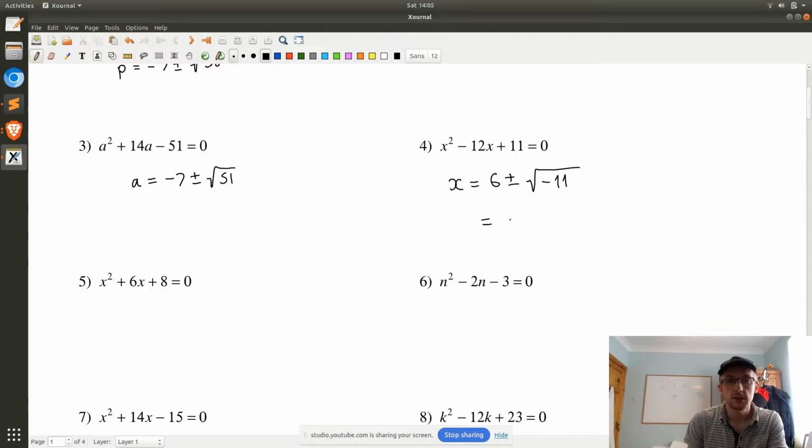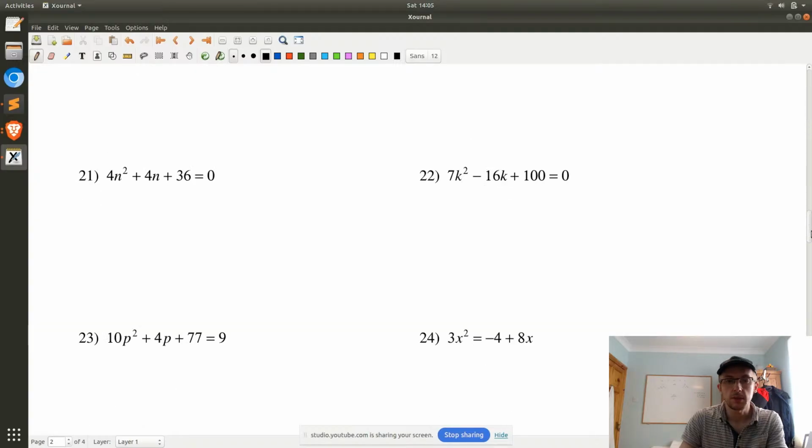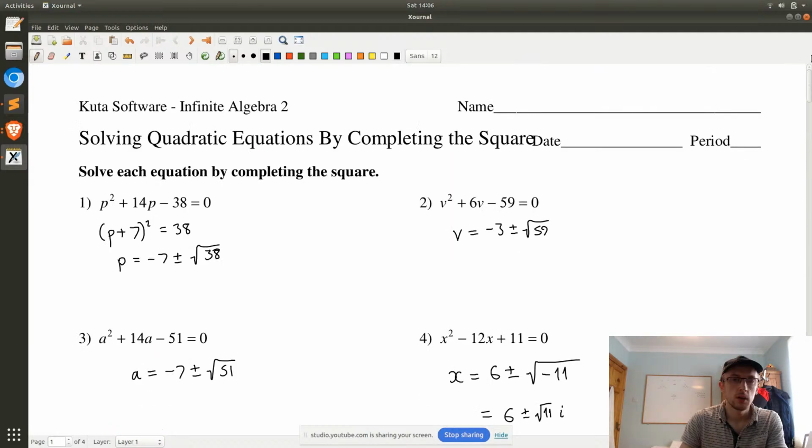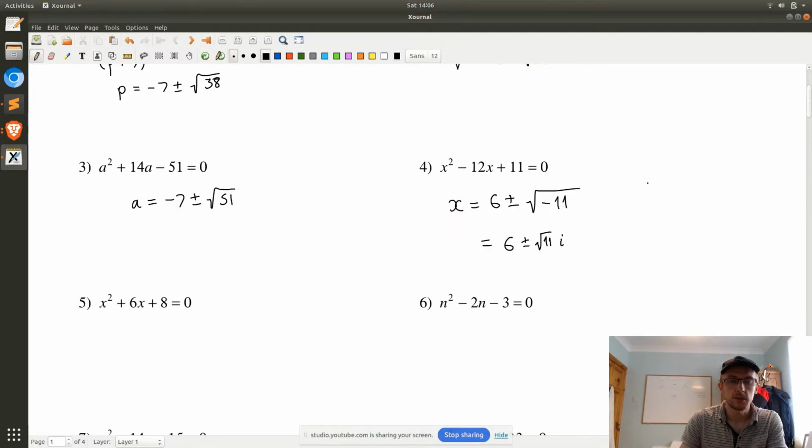So in other words, 6 plus or minus root 11i. Wonder if they express it that way. Well, wait. What's going on? Am I being foolish? I think I am. Wait, let me correct myself. Minus 11 on the right. X minus 6 all squared on the left.